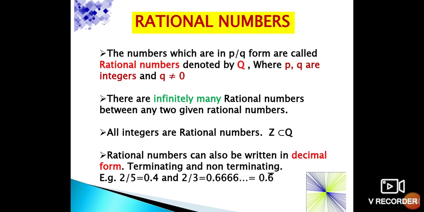2 by 5. If you take 2 divided by 5, it is 0.4. So it is a terminating one. And if you take 2 by 3, that gives us 0.666 and so on, which is equal to 0.6 bar. This is the non-terminating repeating. First one is terminating, second one is non-terminating repeating decimal. So rational numbers can be written in the decimal expansion.